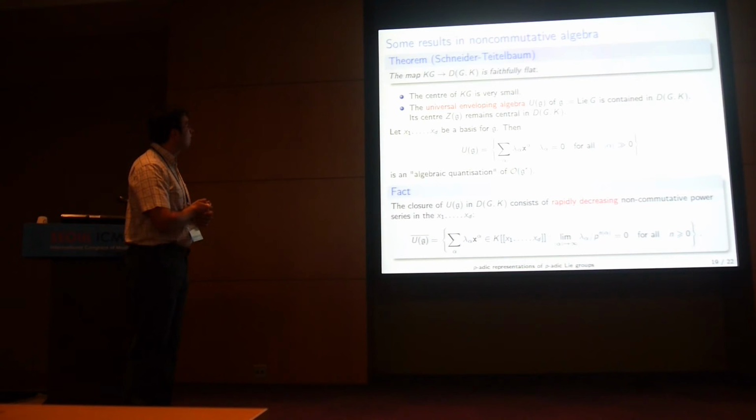And, well, as the enveloping algebra is kind of non-commutative polynomials in a basis for the Lie algebra, think of it as an algebraic quantization of functions on the dual. So you have this embedding of the enveloping algebra inside this locally analytic distribution algebra, and you can ask, well, what about the topology on U(g) induced from that on D(G,K)? What is the closure of U(g) inside D(G,K)? It turns out to be rapidly decreasing non-commutative formal power series in any basis for the Lie algebra. So a similar kind of object we had before in the section on D-hat modules.